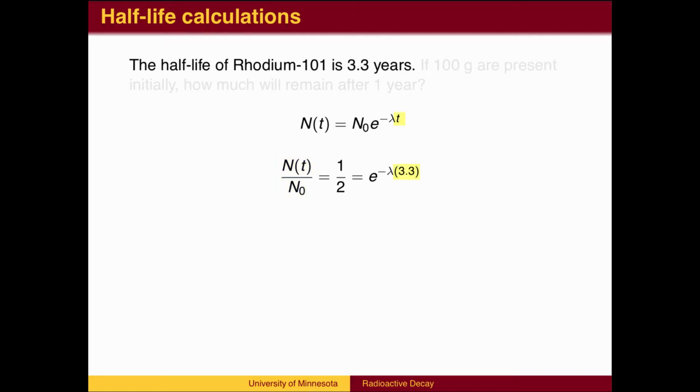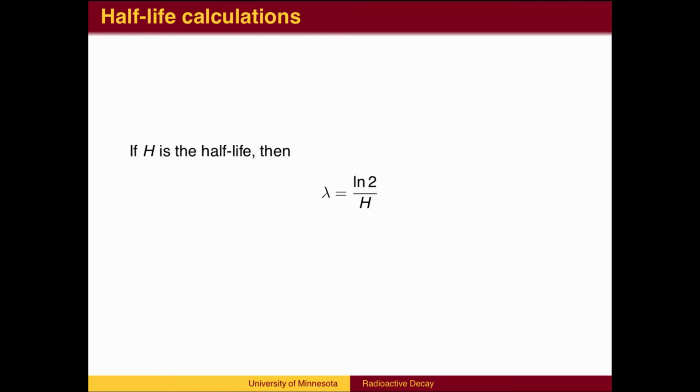Substituting 3.3 for t, we can now find the decay rate, lambda. To solve, take the log of both sides. Recall that logs are exponents, and that negative exponents are used for reciprocals, so we can change the sign on the log by taking the reciprocal of 1/2. Then clear the negative signs to find lambda. This process generalizes. To find lambda, divide the log of 2 by the half-life.